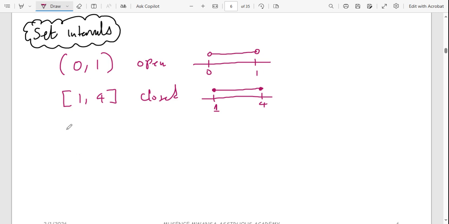And then we can also have one like this, 0, comma, let's say 7. We call this one an open closed.